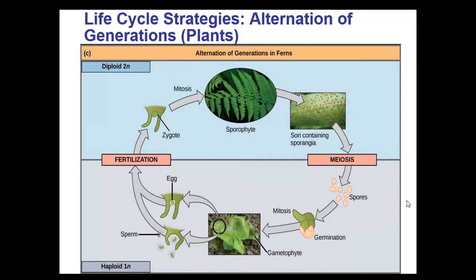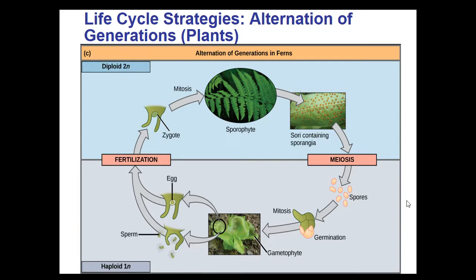So this little fern plant produces eggs and sperm. So the sperm will make their way over to the egg, fertilize it, and produce a diploid zygote that grows into a diploid sporophyte. So all plants are like this, have two different generations. And in the fern, the generations look like this.